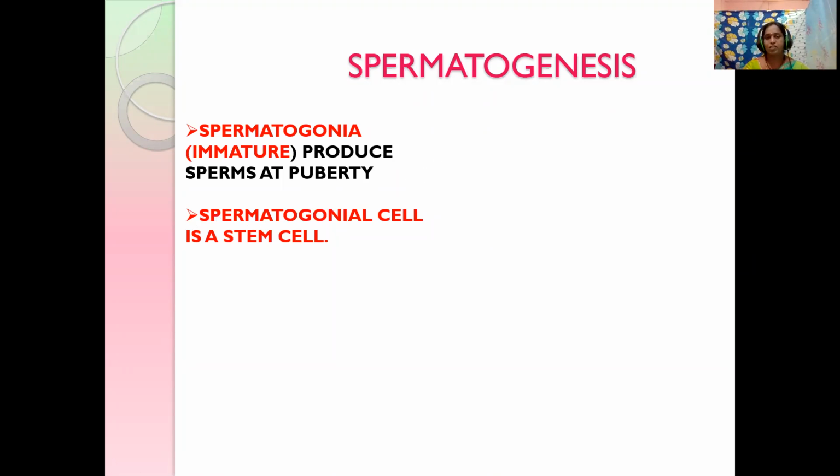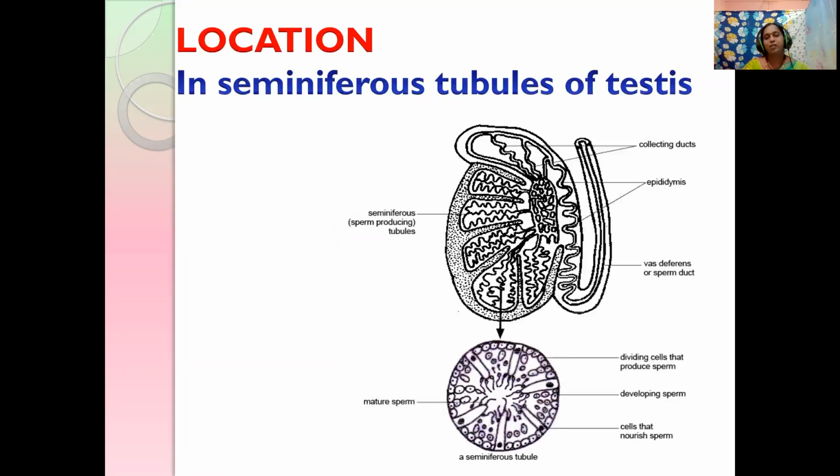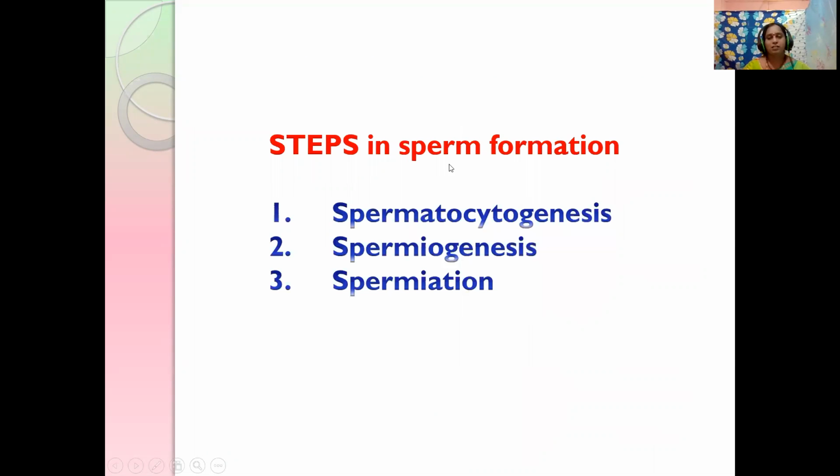Let's see the location of the sperms. They are located in the seminiferous tubules, and 90% of the testis is occupied by the seminiferous tubules. What triggers the production of the sperms? It is testosterone. Testosterone triggers the production of the sperms.